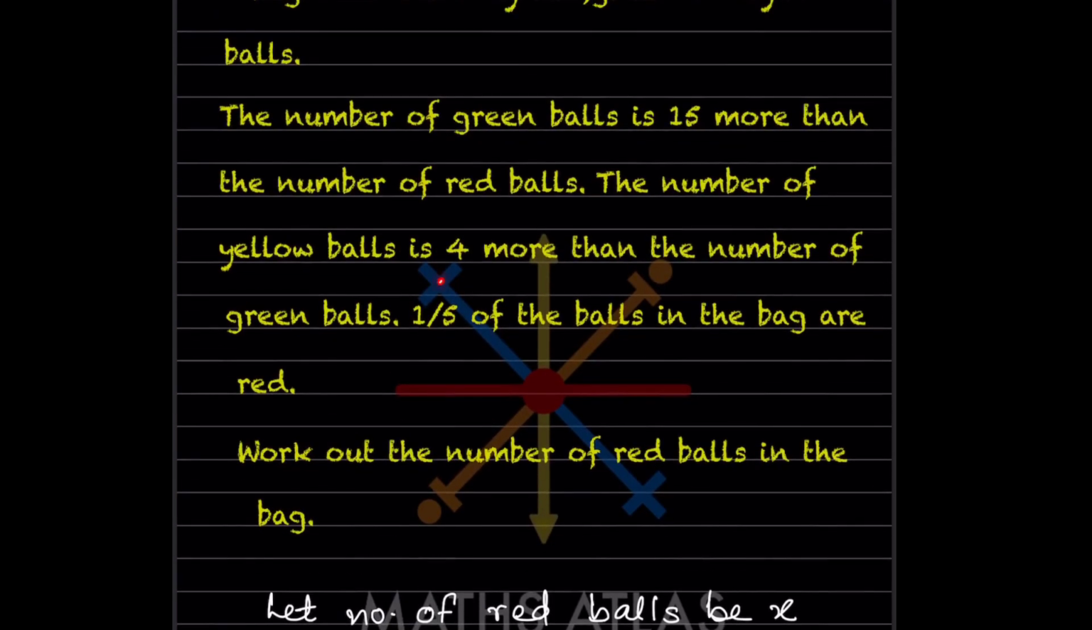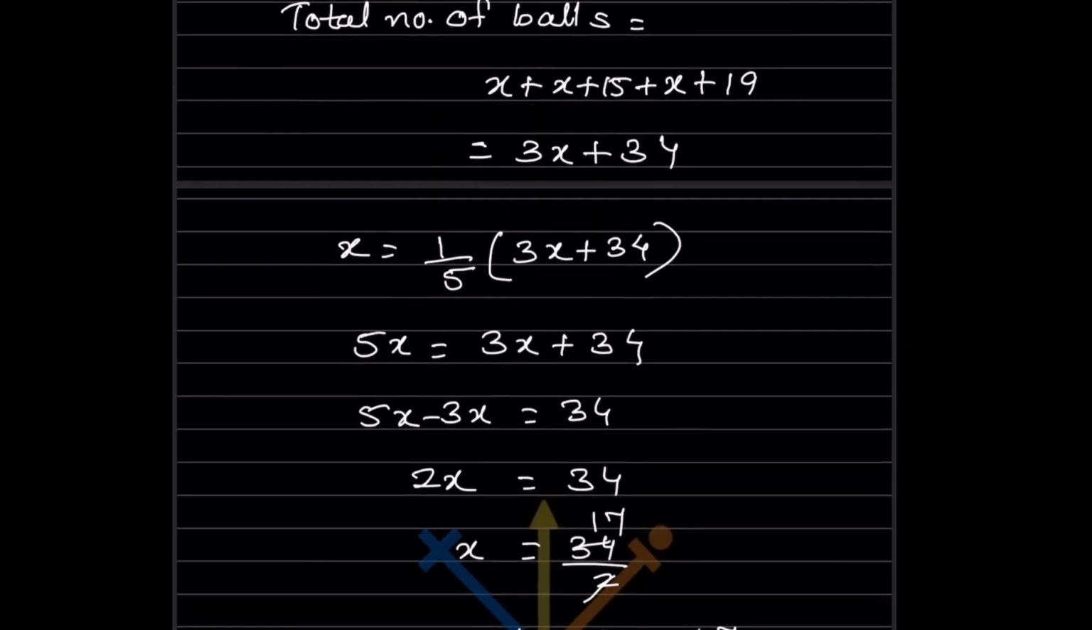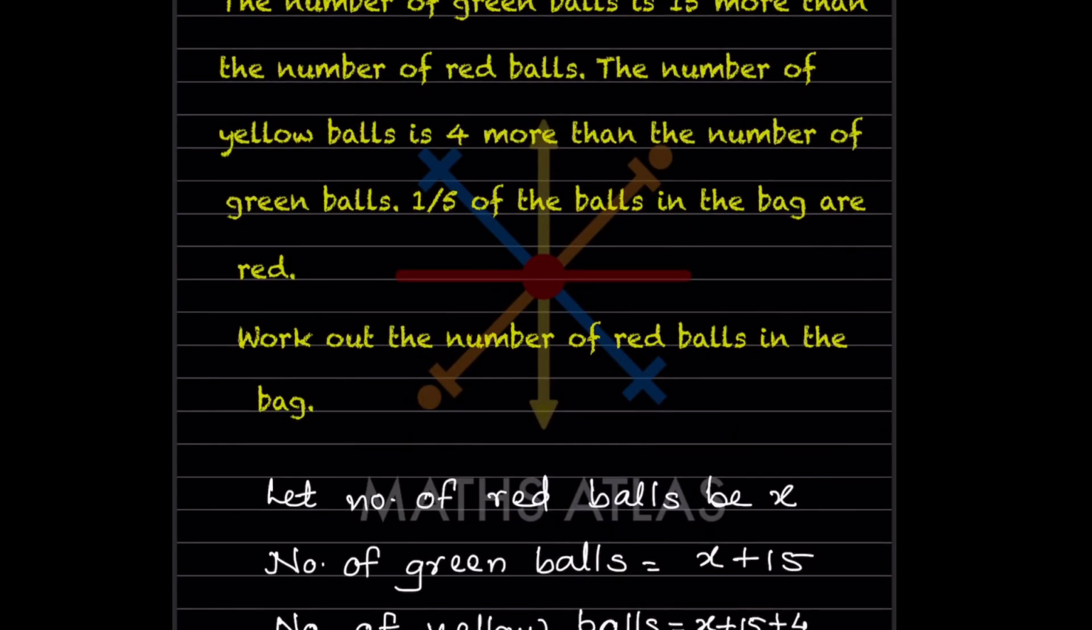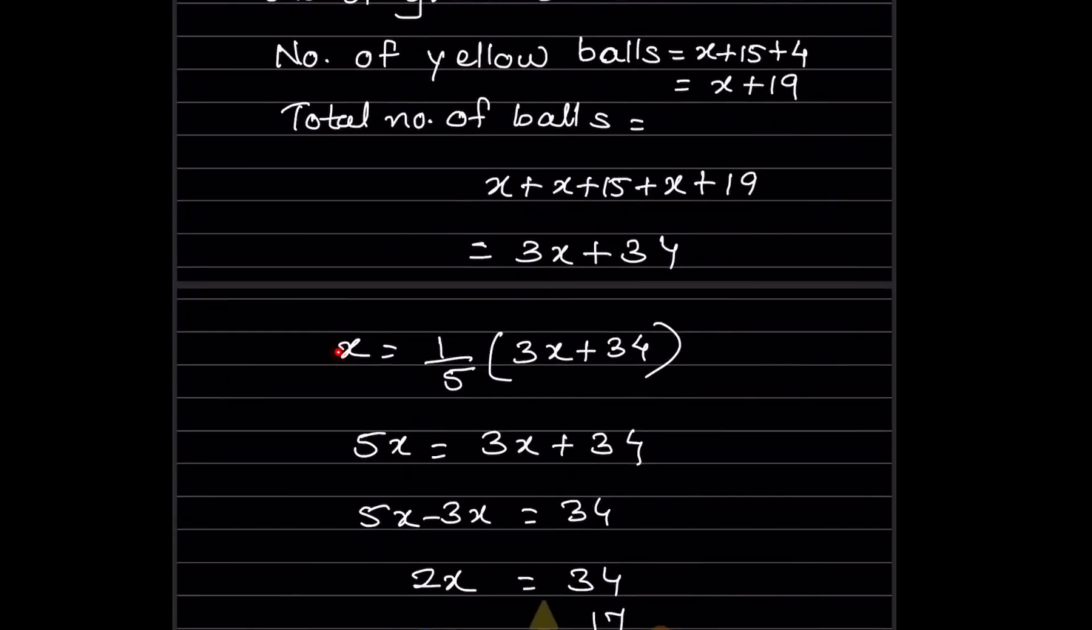Now they said here 1/5 of the balls in the bag are red. Of the balls means here this is the total number. So they are red. So what will we do? Here we want the number of red balls. The number of red balls, we have considered as x. x is 1 by 5 of this total, and we are going to put it over here.